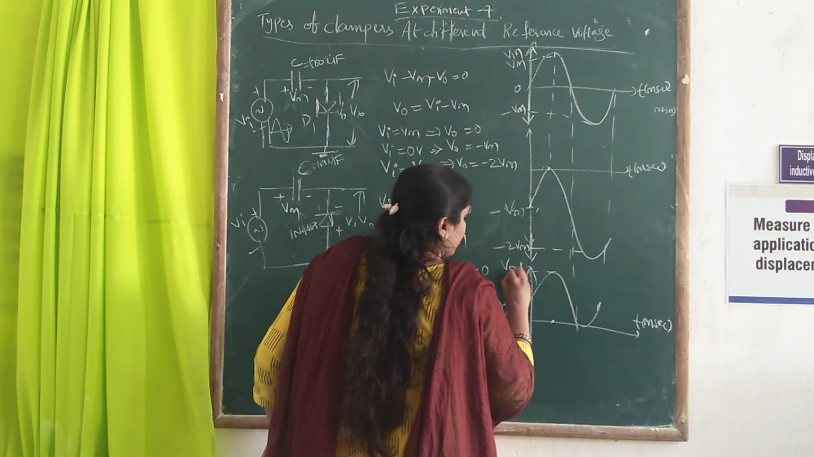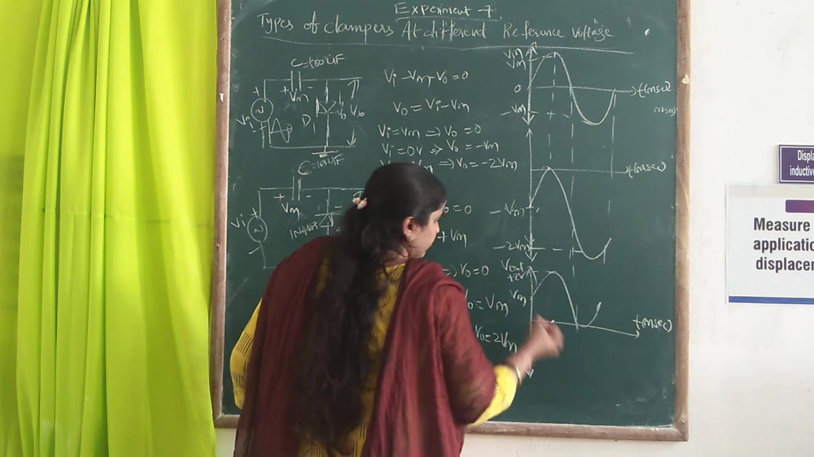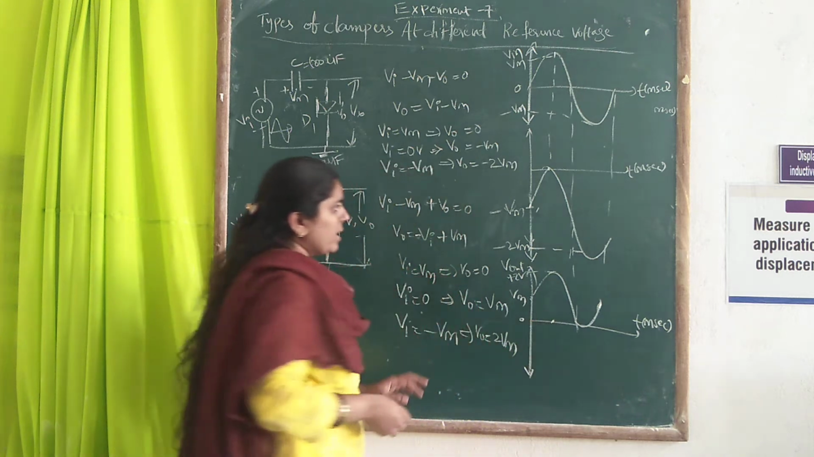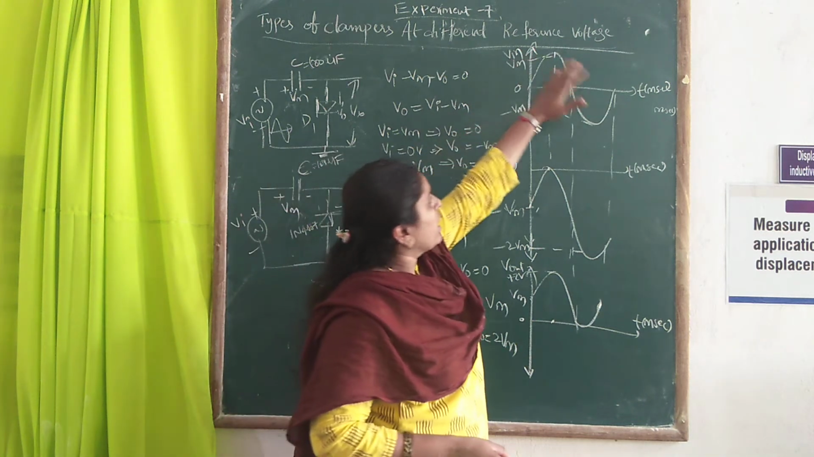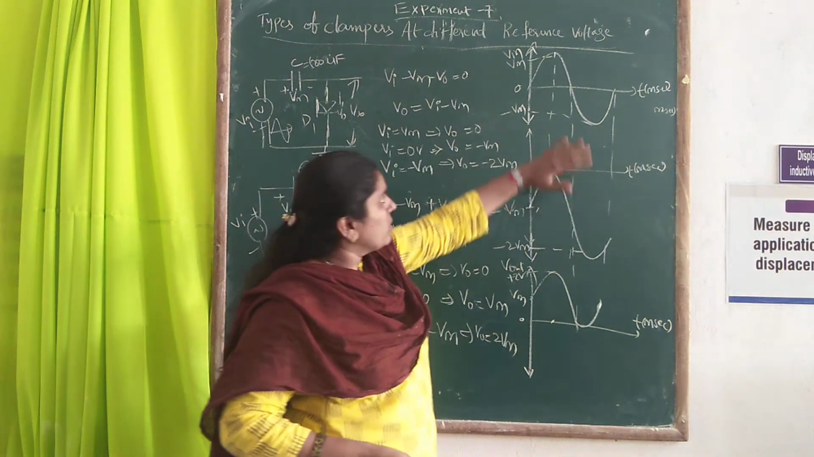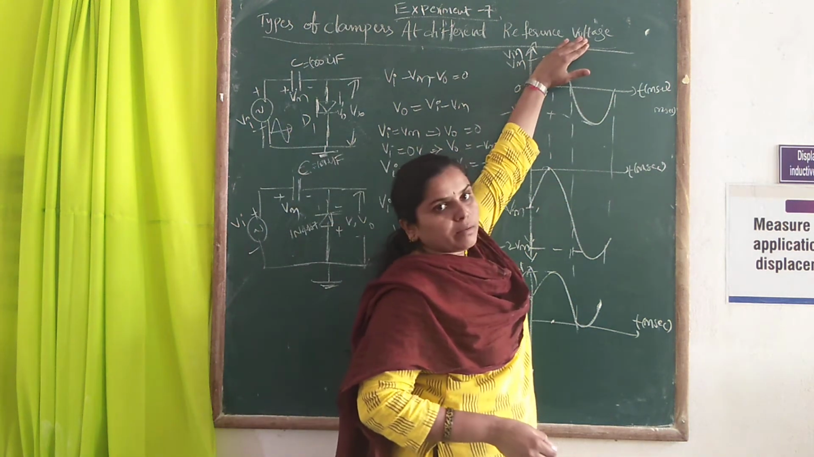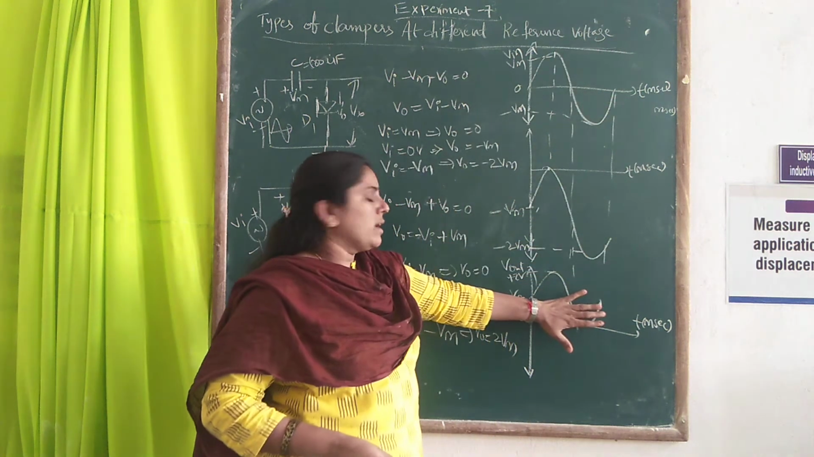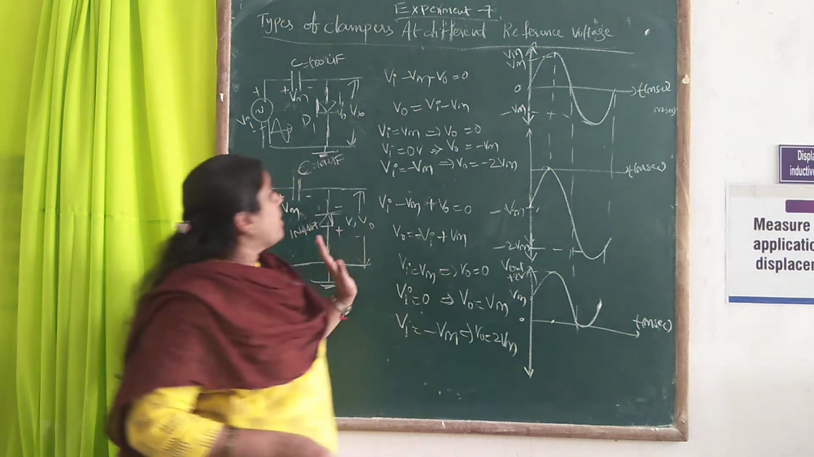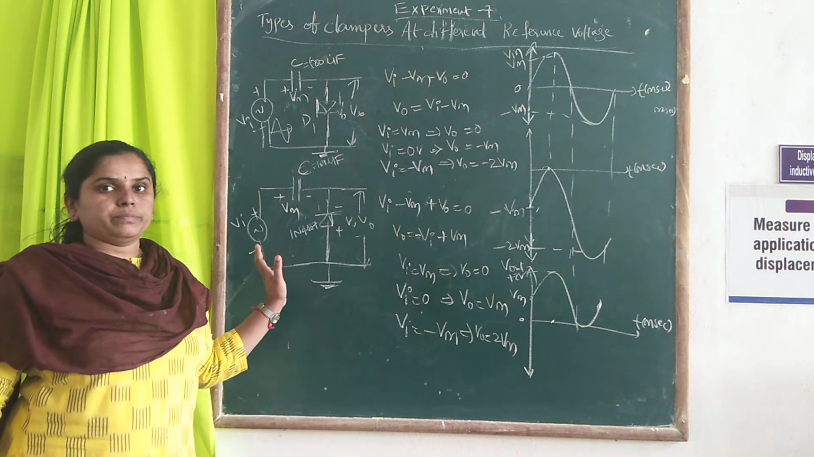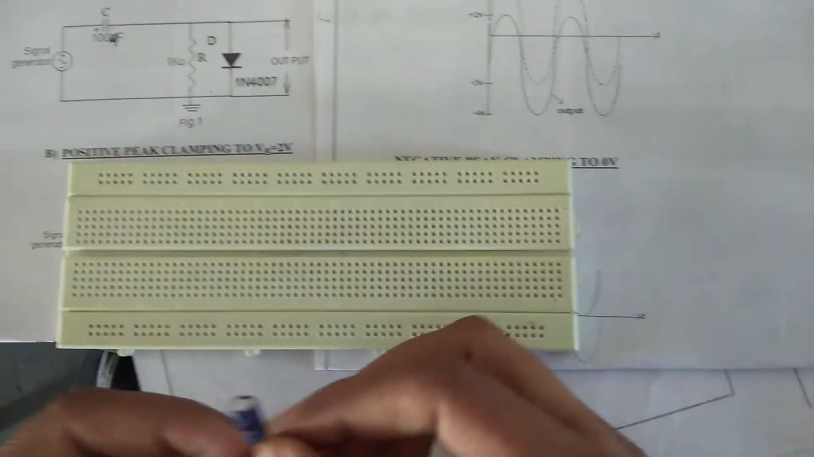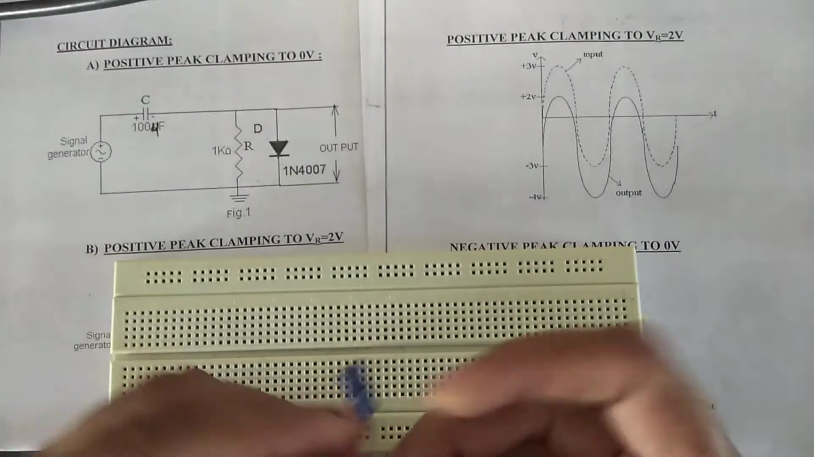So this is 2 Vm, Vm, 0. Okay, here what we can observe, the complete waveform is shifted to the positive side. So negative is shifted to positive side. So it is called a negative clamper. Okay, this is about clamper circuit. Until now we discussed it theoretically.